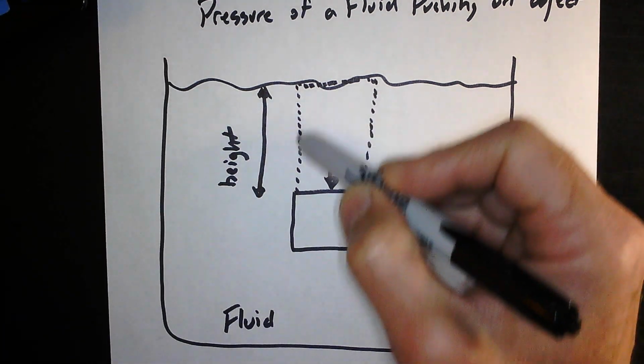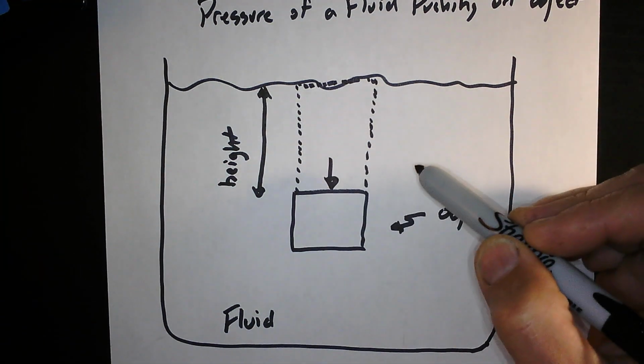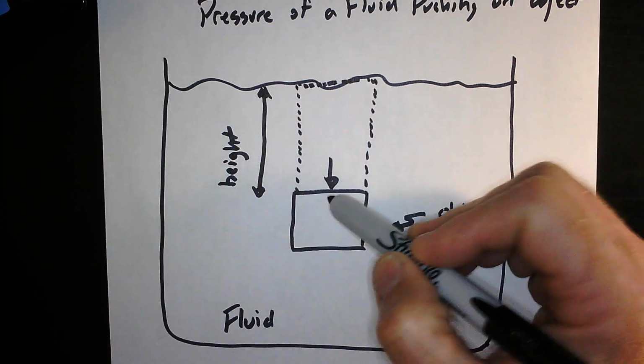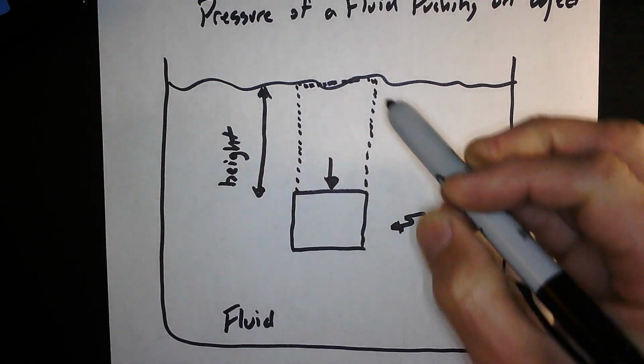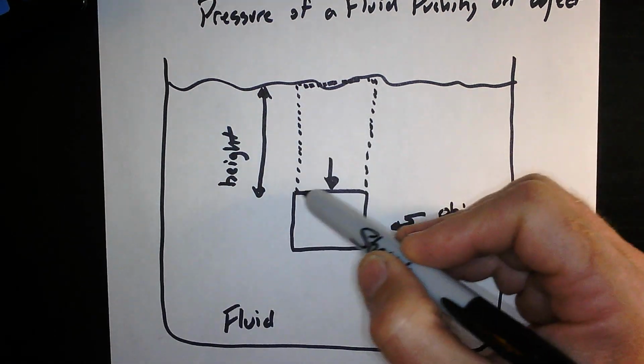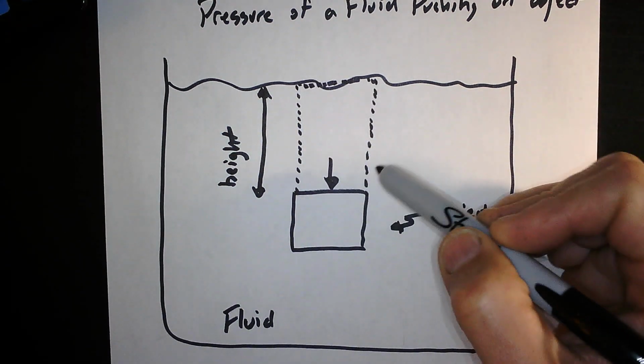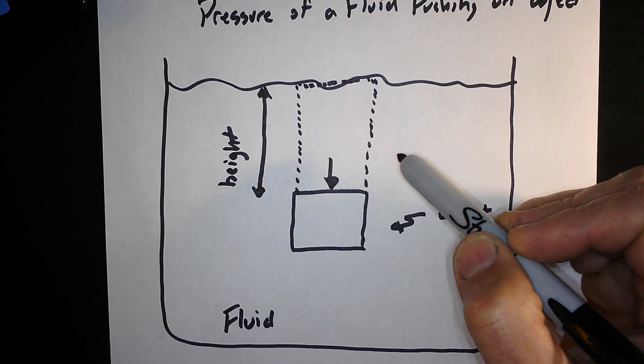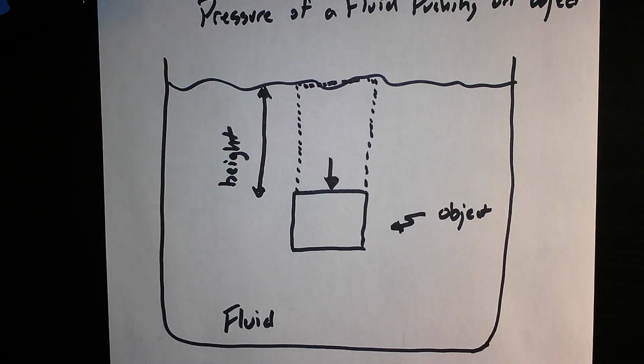Well, let's see if we can figure out how much force is being exerted by this column of water on this object. Well, in order to do that, we need to figure out the weight of this column of water that's pushing on the object. All right, so now let's go through the steps of calculating that pressure.